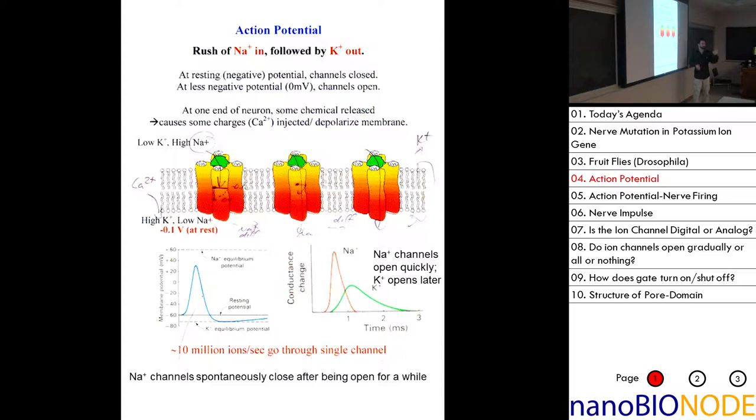Now one question about this that was raised at the end of last lecture is, we're talking about positive ions here, right? Sodium is plus and K plus. And so why is it that here it goes towards positive potential and here it goes towards negative potential? And yet you're still having positive ions flowing. Talk about it and get back to me in a minute.